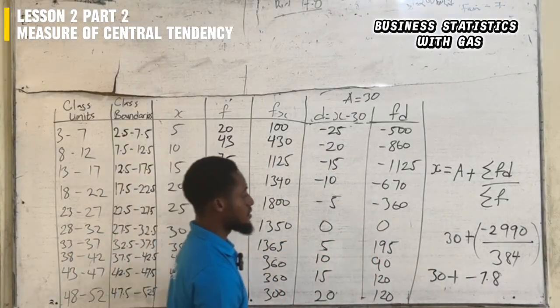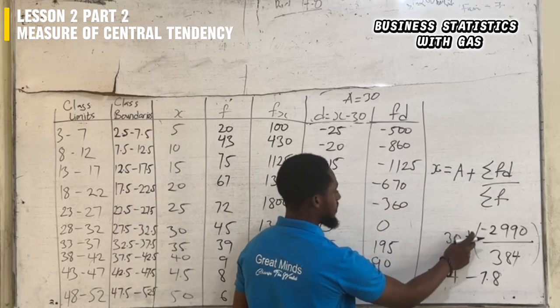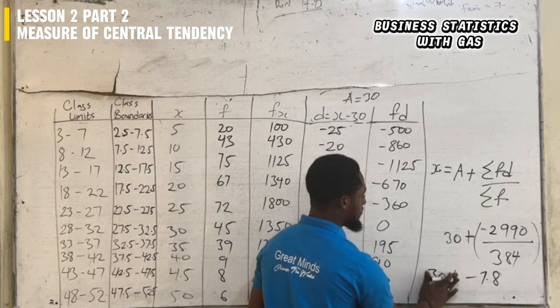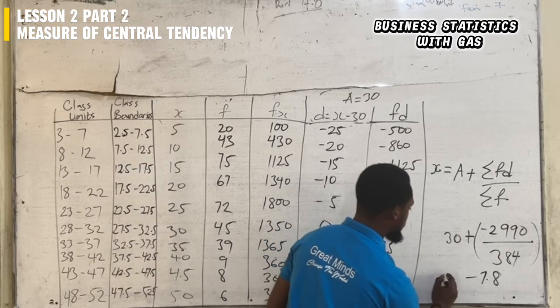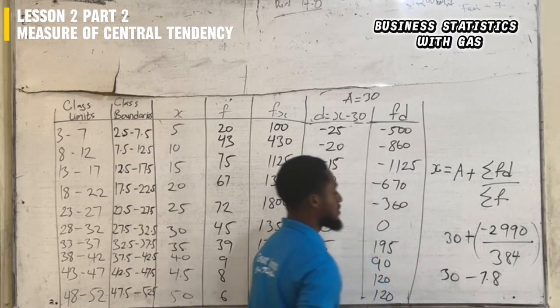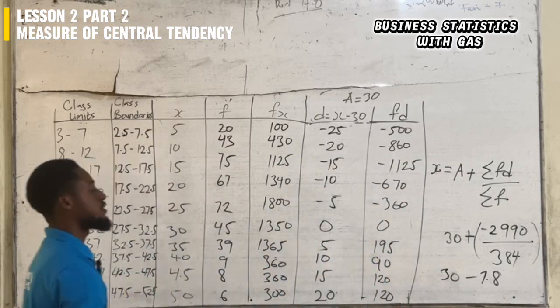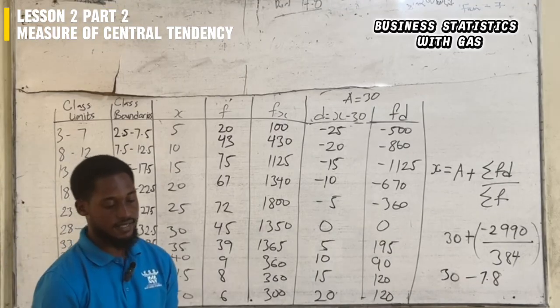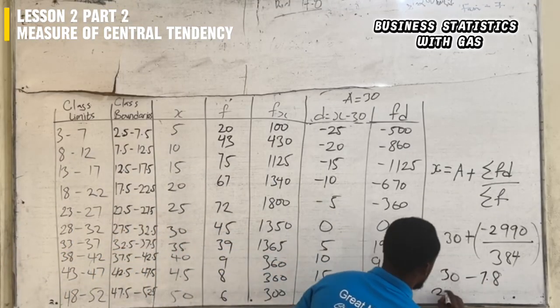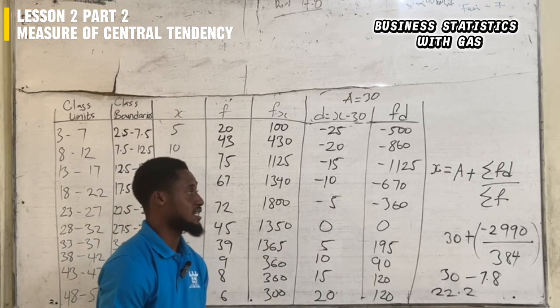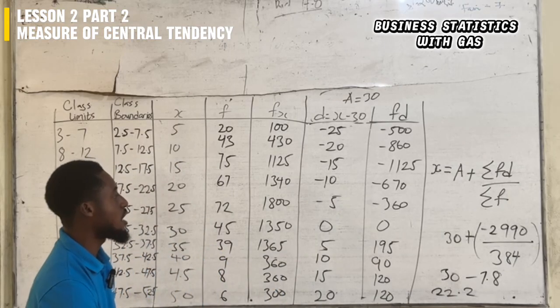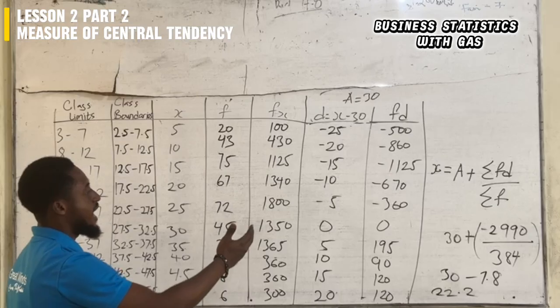So this then becomes the equation now. But since there's a positive here and we had a negative, this negative won't be there. So therefore it will become 30 minus 7.8. You subtract 7.8 from 30 and you are getting 22.2 as our assumed mean. So this is how you go about the assumed mean.